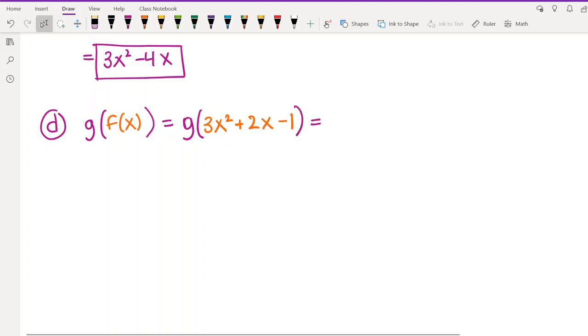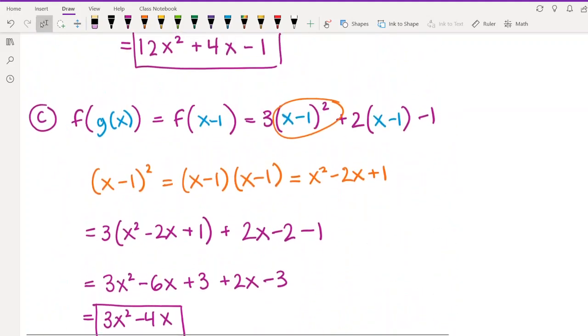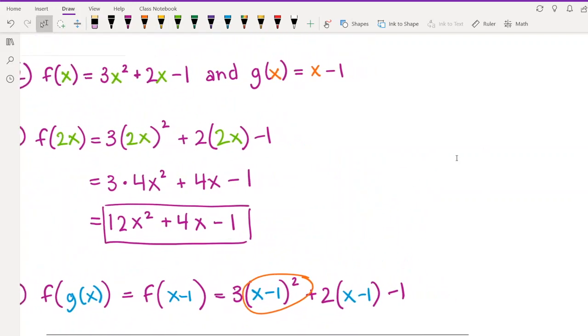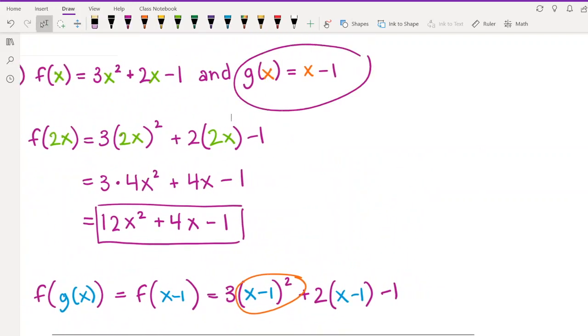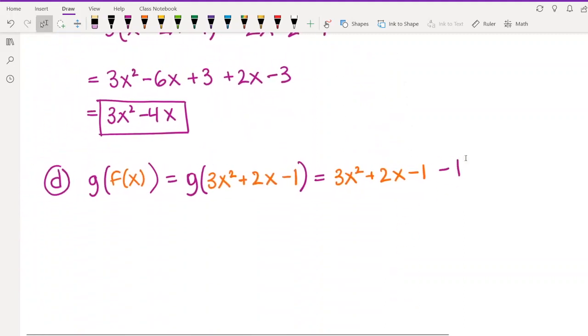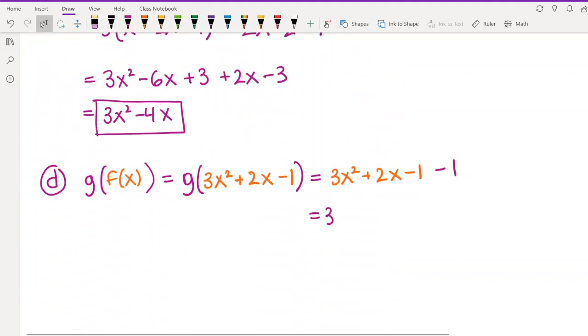And so the function g is supposed to take whatever is in the input and subtract 1 from it, right? So in this case, what we'll be doing is 3x squared plus 2x minus 1 minus 1. And it looks a little confusing, but literally all we're doing is taking the rule of the g of x function. The g function says take your input and subtract 1 from it. And we're just replacing x with this whole function. And so this simplifies to 3x squared plus 2x minus 2.